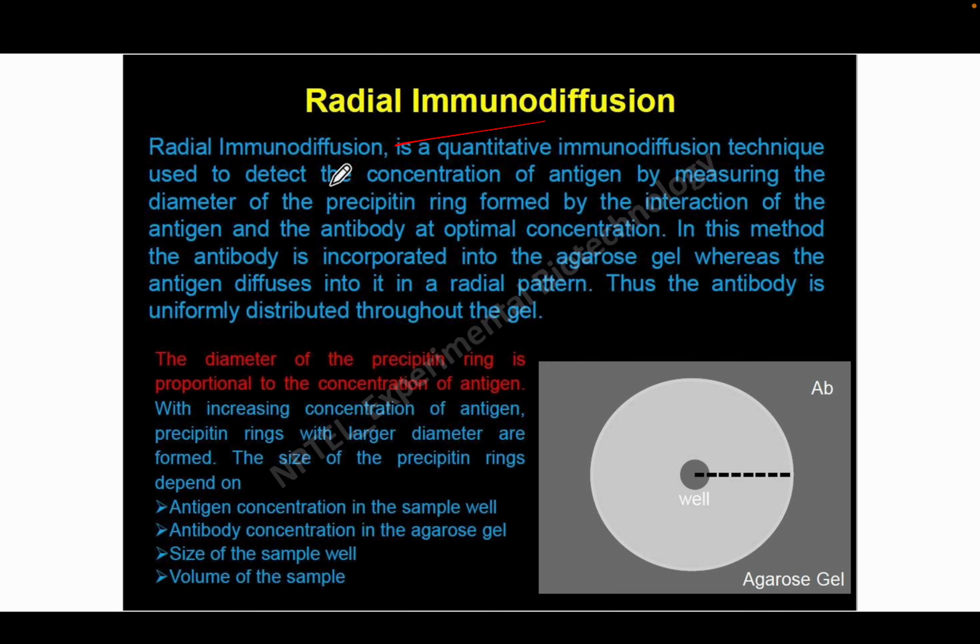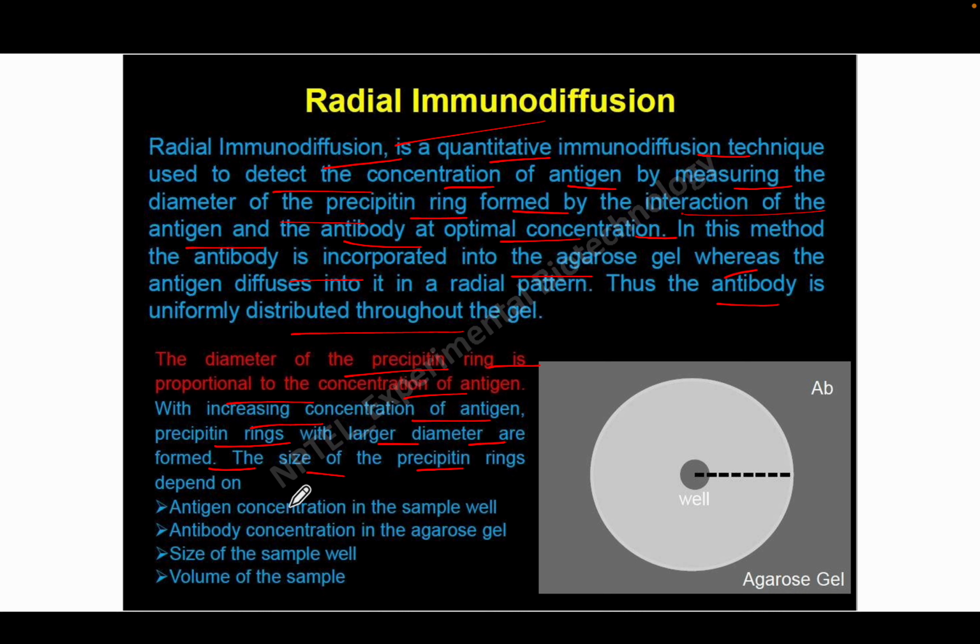Radial immunodiffusion. Radial immunodiffusion is a quantitative immunodiffusion technique used to detect the concentration of antigen by measuring the diameter of the precipitin ring formed by the interaction of antigen and antibody at optimal concentration. In this method, the antibody is incorporated into the agarose gel, whereas the antigen diffuses into a radial pattern. Thus the antibody is uniformly distributed throughout the gel. So this is the agarose gel which has the antibody. The diameter of the precipitin ring is proportional to the concentration of antigen. With increasing concentration of antigen, precipitate rings with larger diameter are formed.